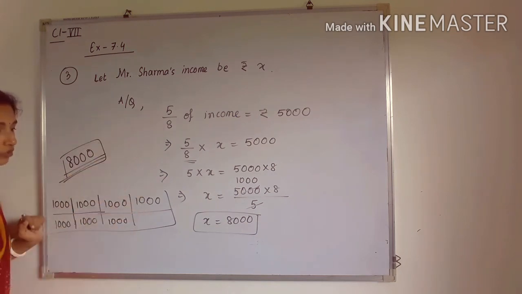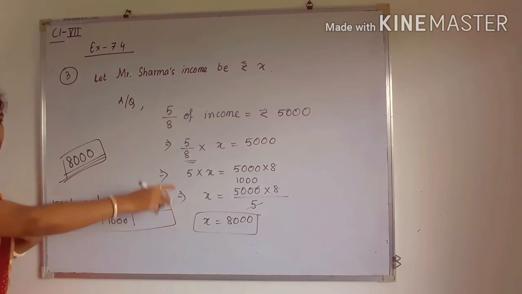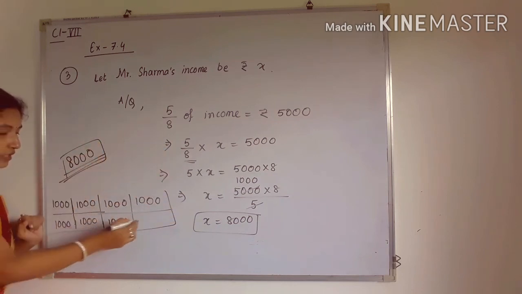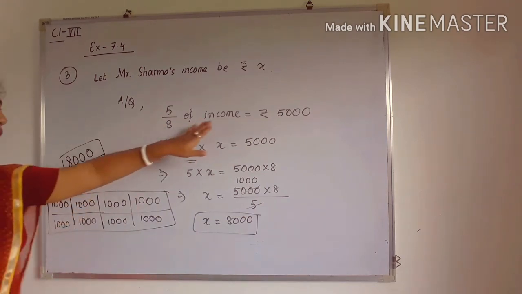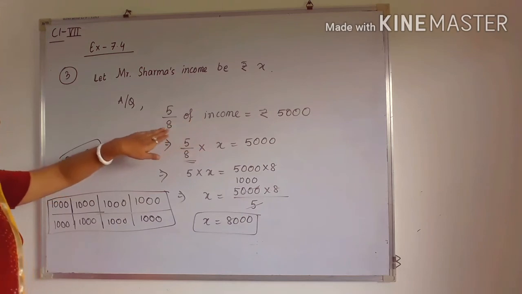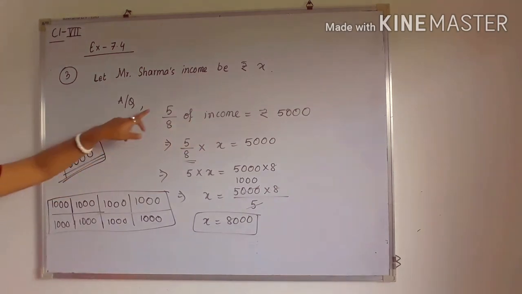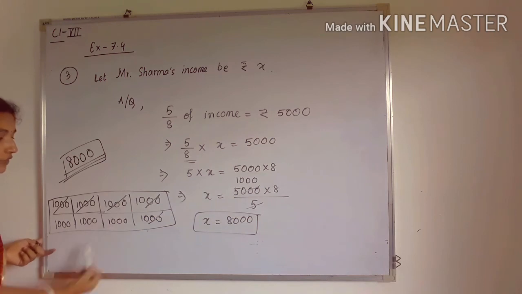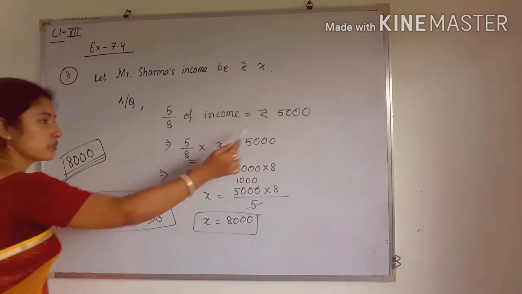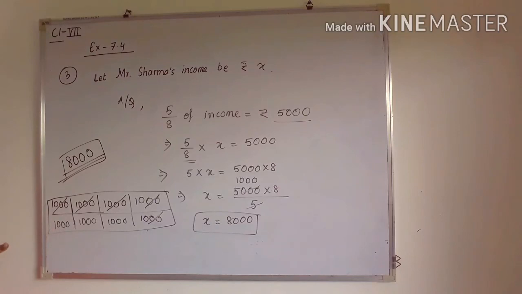We know how to check the answer using the equation, but now we will check using the diagram. So what was our question? Income. You have to divide that income into 8 equal parts first of all, and take 5 out of it. So this is the first part, second, third, fourth, fifth. 1, 2, 3, 4, 5. That means how many thousands did we get? Yes, 5,000. So our answer is correct. 5/8 of 8,000 will be 5,000. I think you got it now.